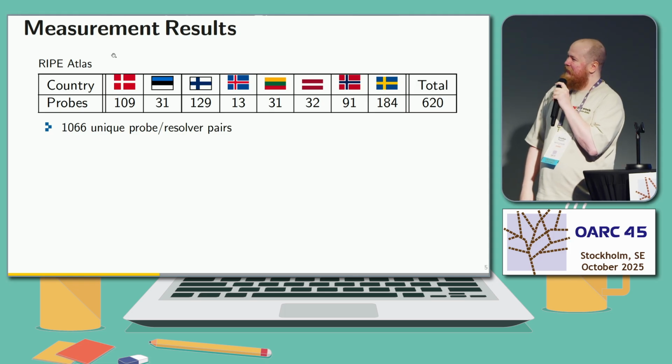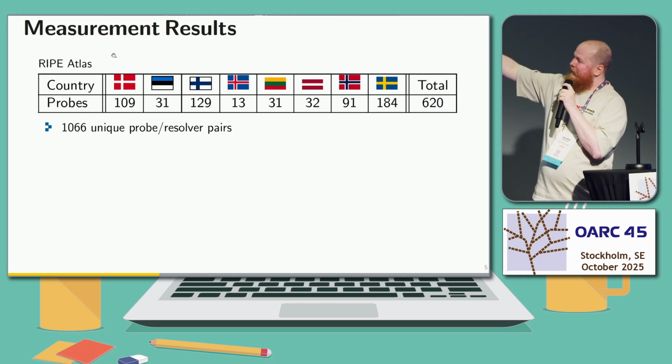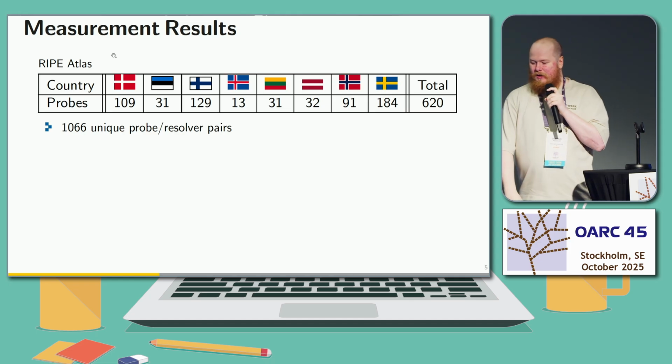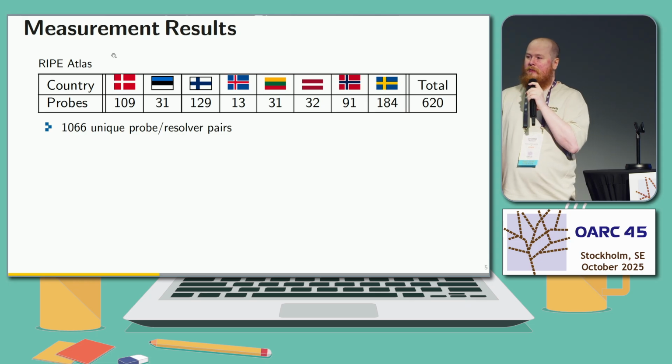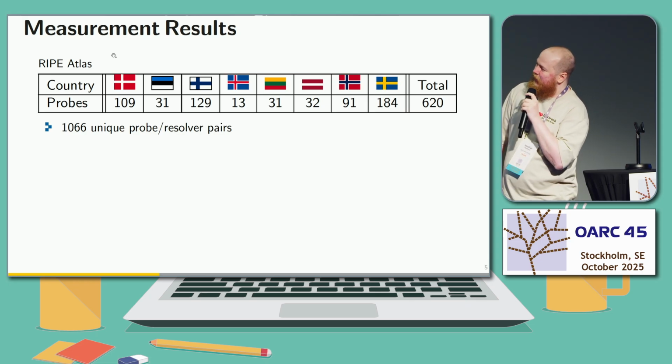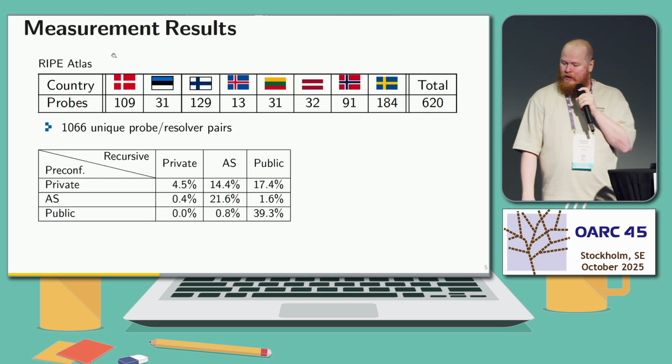So we have the different countries where we have Denmark, Estonia, Finland, Iceland, Lithuania, Latvia, Norway, and Sweden, where we are today. So we found a bunch of probes. They all have a different amount of configured resolvers. So we had a total of a little bit over 1,000 probe/resolver pairs to work with.